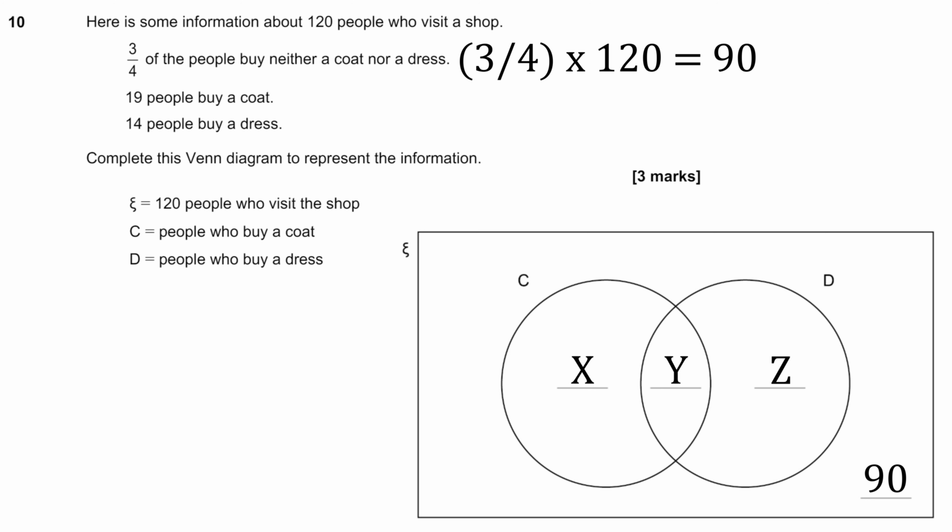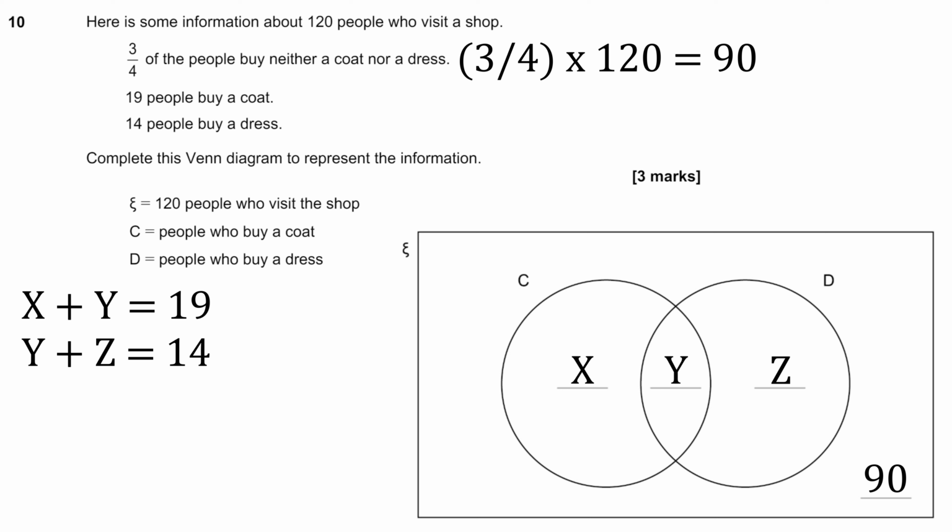And what I did is I used the fact, for example, anyone who buys a coat, so 19 people bought a coat, that will be in that C circle, okay? So X plus Y is 19, because if they're in that middle part, they bought a coat and a dress, but if they're just in the C circle, they just bought a coat. But it doesn't matter, they still bought a coat, whether they bought more stuff or not, okay? So that's why X plus Y is going to be equal to 19. And then Y plus Z is equal to 14, because that's how many people bought a dress, okay?